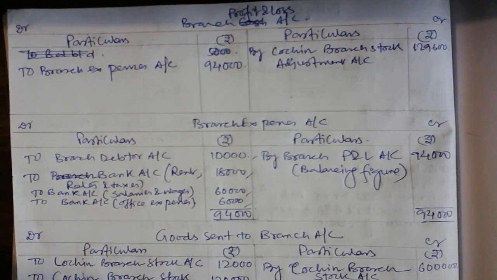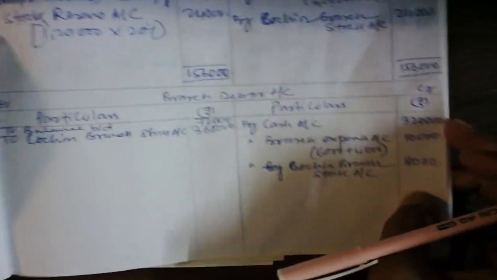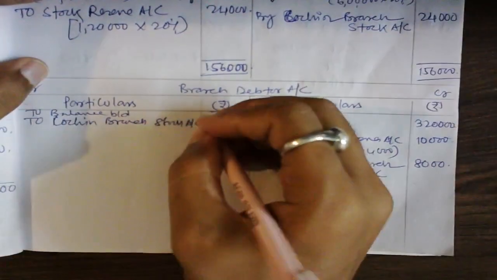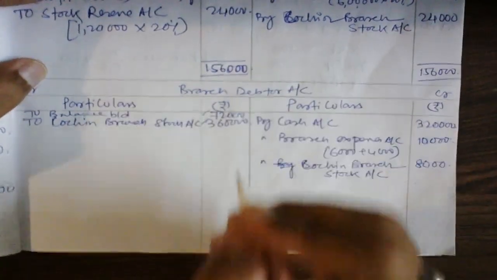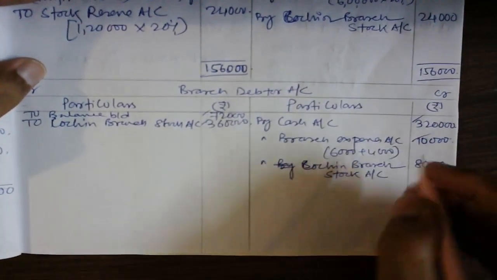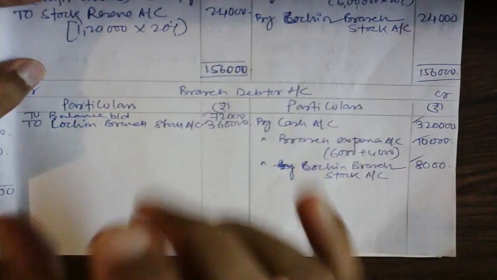It's completed, sir. Perfect. Now see, after completing this, what are we going to do? Come to the branch data part. So see, in branch data we have the balance here, the stock, the cash, the expenses, the Cochin branch stock. So everything we have. Now just try to find out what is missing.